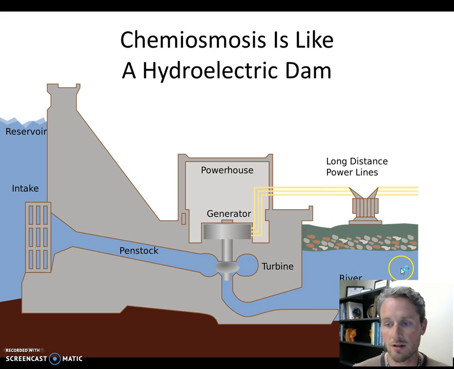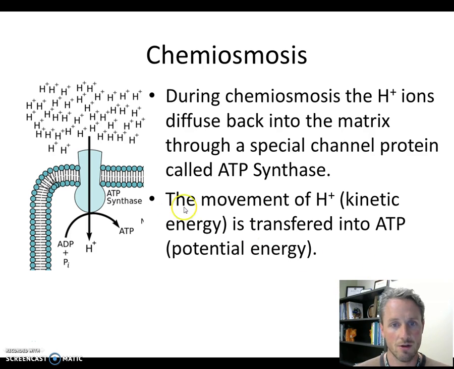And then the water just continues to flow downstream, just like the H+ ions are now back in the matrix. So again, this ATP synthase molecule is like a generator in this dam, the inner membrane. H+ has to flow through ATP synthase to get to where it wants to go, downstream, to where there's lower concentrations of H+. And along the way, we use that movement to make ATP.